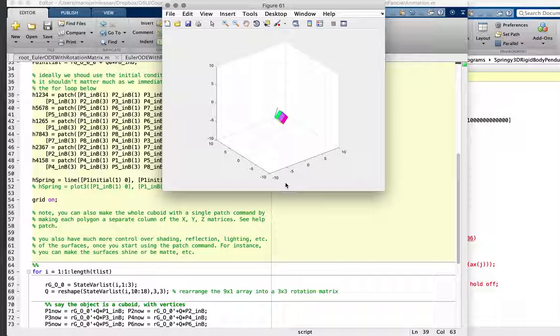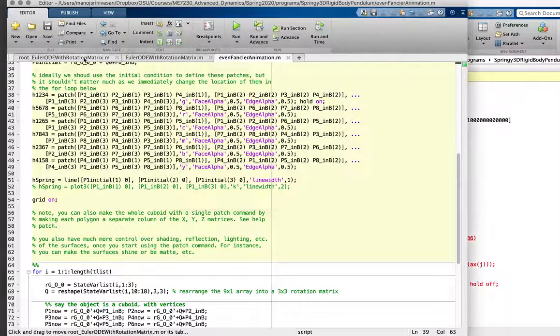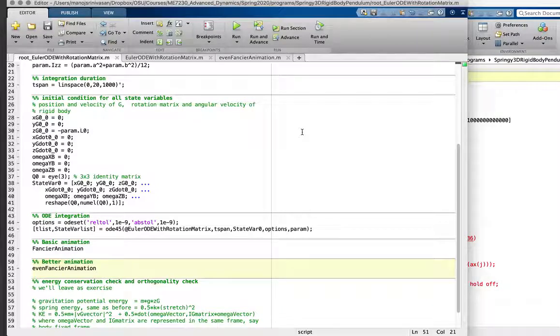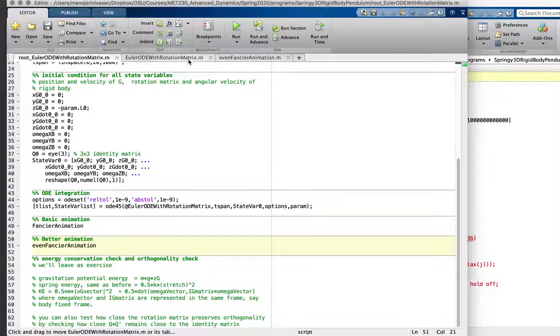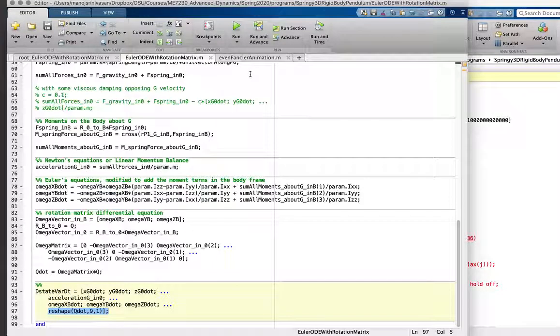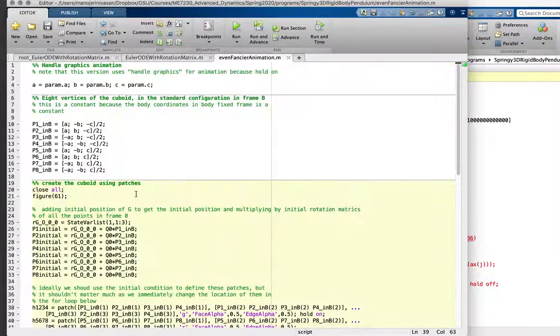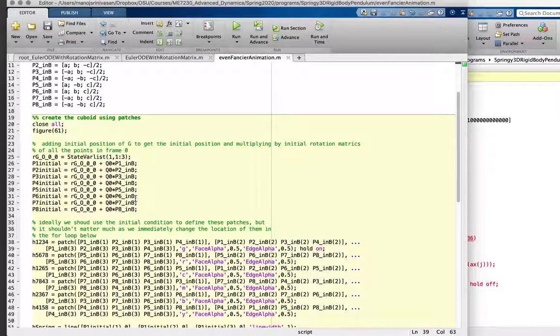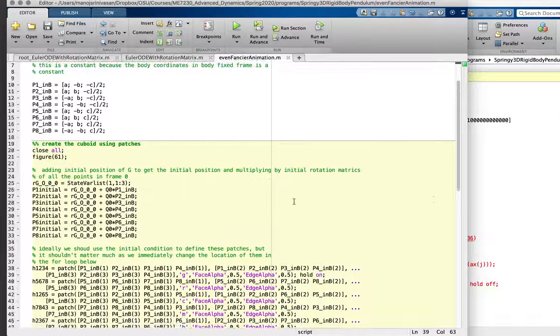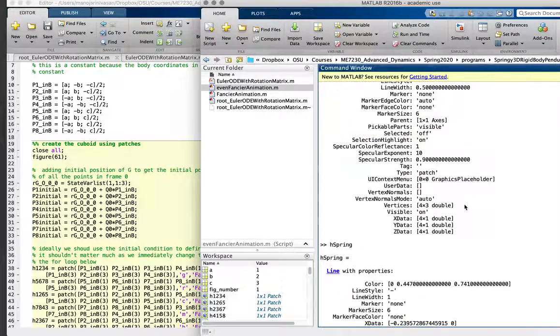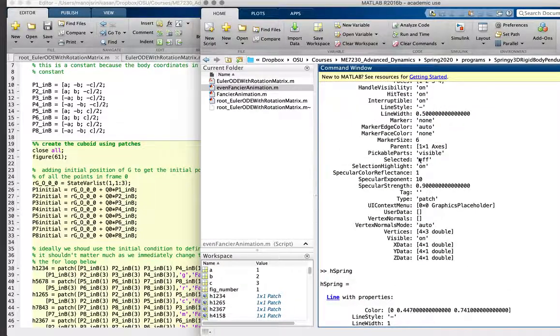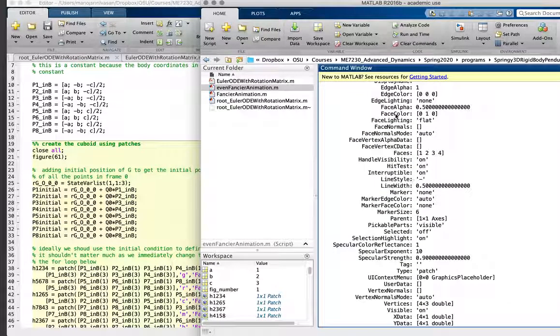Okay, that's it. So what we did was do a MATLAB simulation of the system, the springy rigid body in 3D. And then also learned about how to do handle graphics using 3D objects. Once you know how to do handle graphics, it turns out that you can adjust a lot of different interesting properties of surfaces. You can change lighting properties.